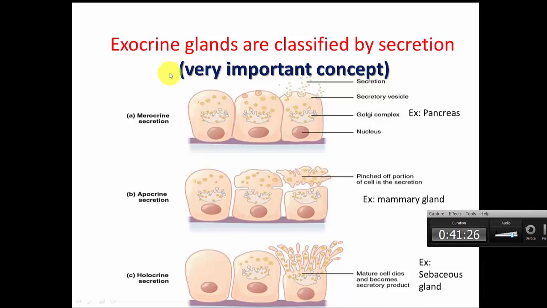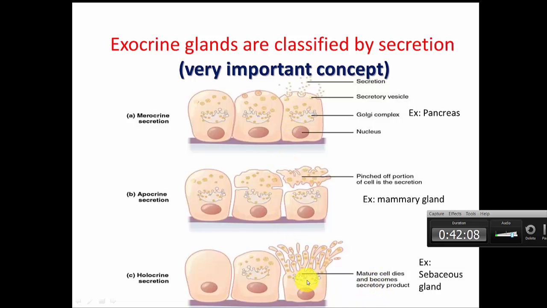The next question here is, well, how do we actually classify the glands? Not by their structure, but by the way of secretion. And this is a very important concept that I want you to know very well. We have a merocrine secretion, merocrine. We have apocrine secretion, apocrine. And we have holocrine secretion, holocrine. How are these all different? Well, the cells start the same way, but the secretion is going to be different.